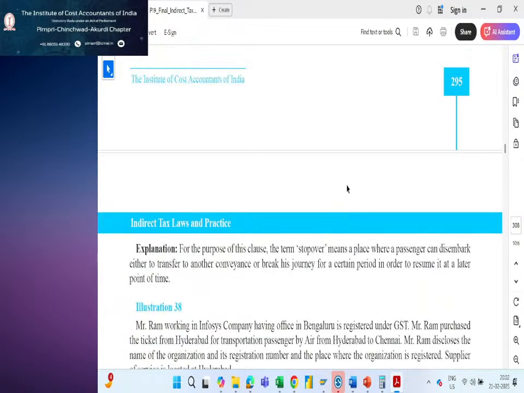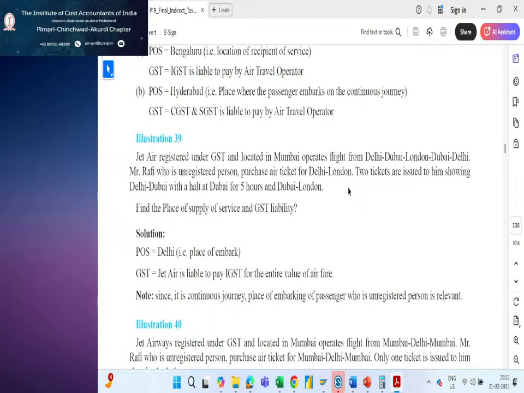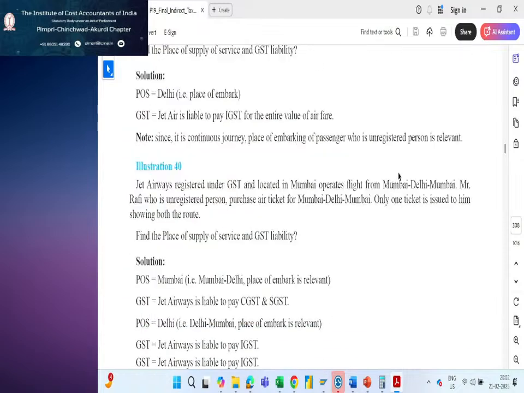So in that particular case, how we can identify the place of supply of service? So place of supply of service here is the place where the person embarks. So here it is Delhi and they are liable to pay IGST in this case. It is a continuous journey and the place of embarking of who is an unregistered person is relevant here.